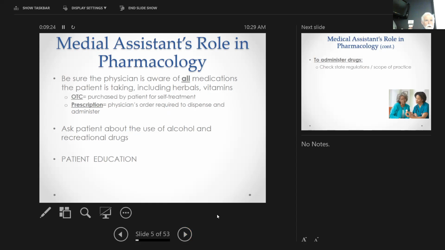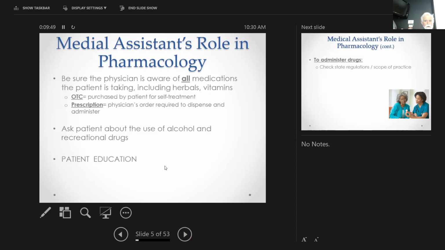Recreational drugs are a little harder. In this state now, we can say, do you use marijuana? Because it's legal, right? And a lot of times people will just admit that they do. Other drugs, it's harder to get them to do that. But we do our best with that. And we assist in patient education about drugs.